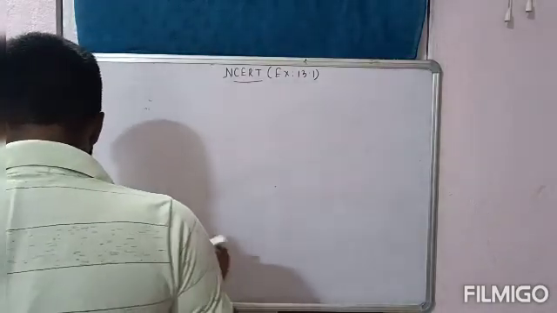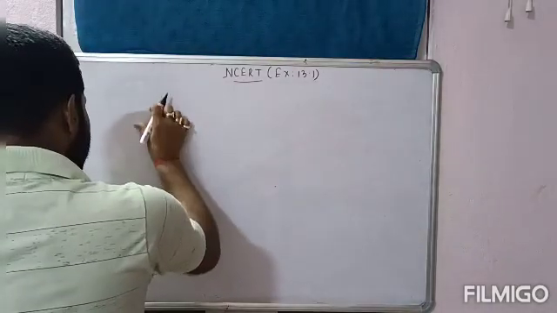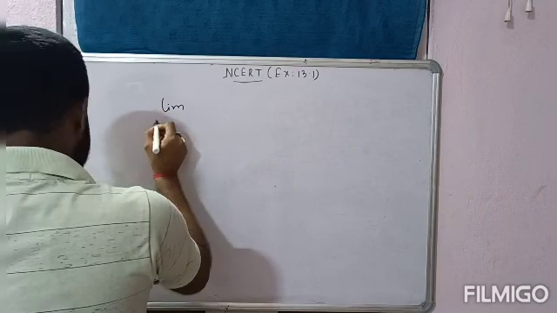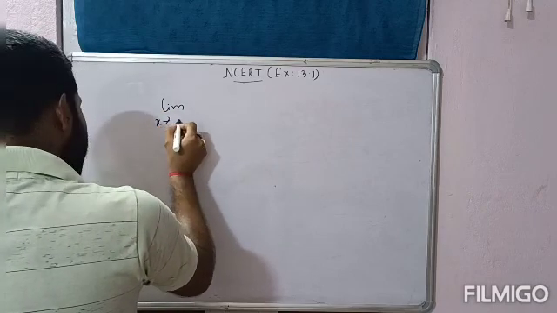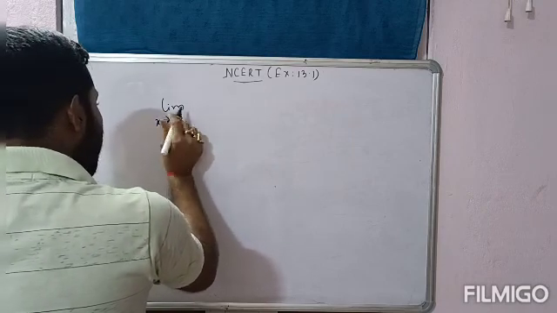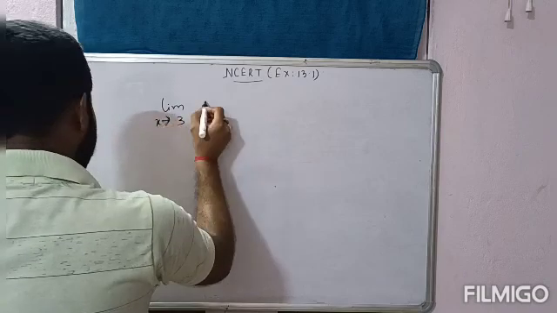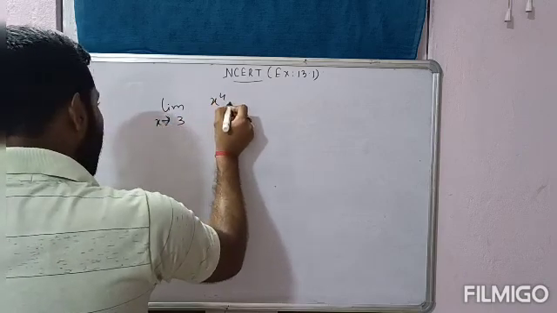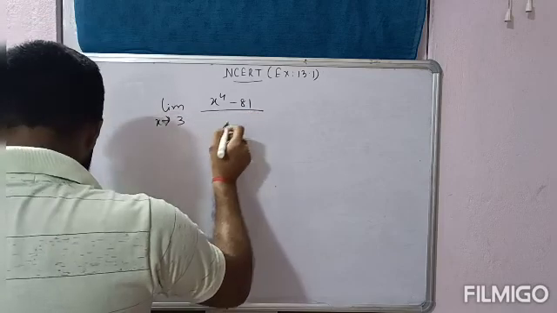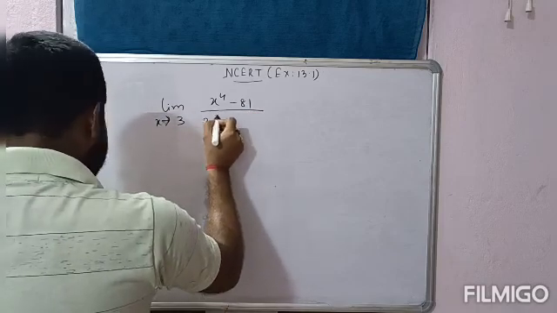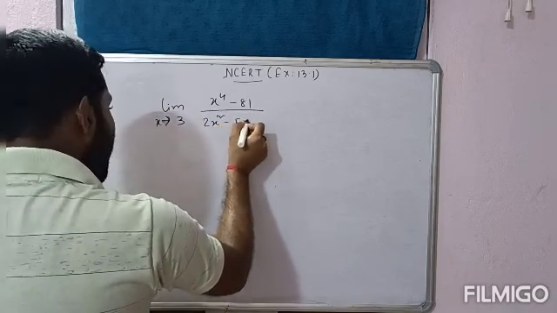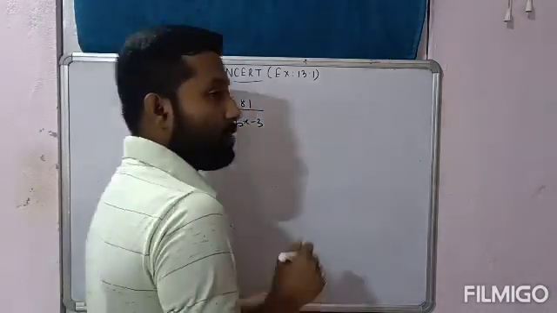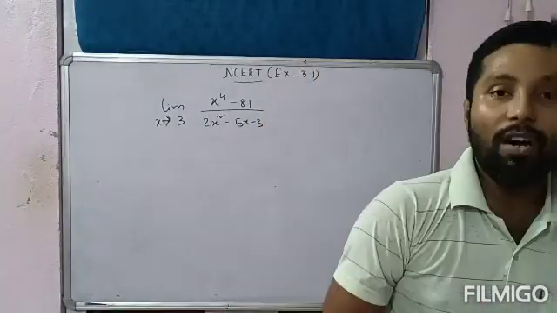The next question is: limit x approaches 3 of (x to the power 4 minus 81) divided by (twice x square minus 5x minus 3). Okay, look at this function now. It is also a rational function.